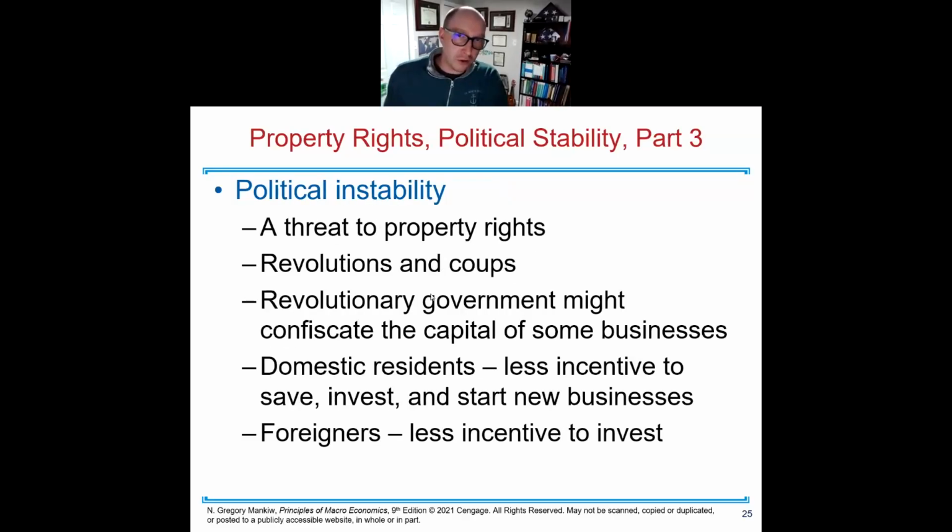When we have political instability, I think we're all familiar with how that works, there's a threat to things like property rights, revolutions, revolutionary governments, issues within society, and issues outside of our society. So, having political stability is really a very important thing for having a stable and healthy economy.